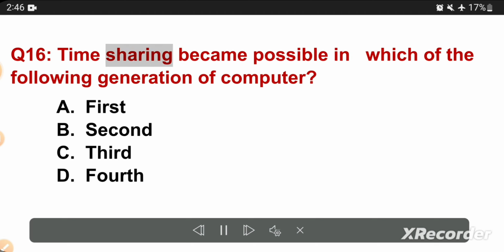Q16. Time sharing became possible in which of the following generation of computer? First, second, third, fourth. The correct answer is option B. Time sharing became possible in second generation computers.